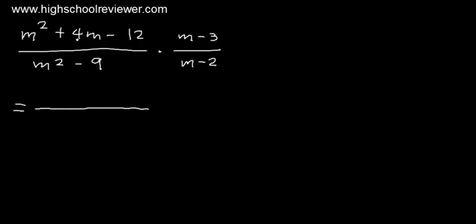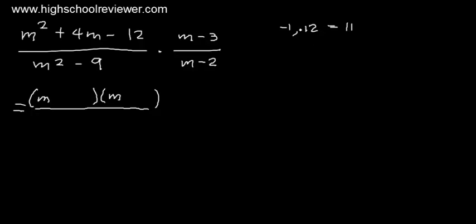The factors now of m squared plus 4m minus 12. The factor of m squared, of course, that is just m, multiplied by m. And then the factor of negative 12, we will look for the factors wherein the sum will give us positive 4. Let's list down the possible factors of negative 12. But before that, since this is positive, the larger factor should also be positive. Let us try negative 1 multiplied by 12. Their sum here is positive 11. So this is not possible.